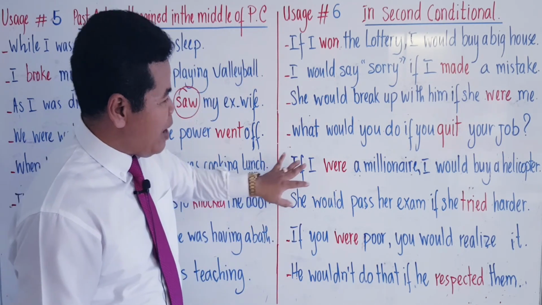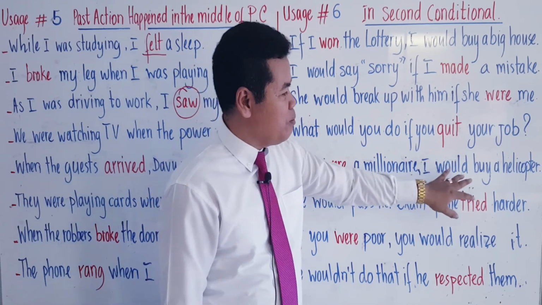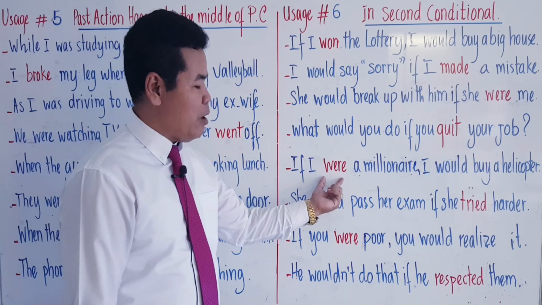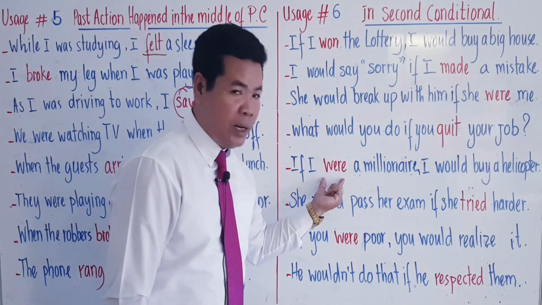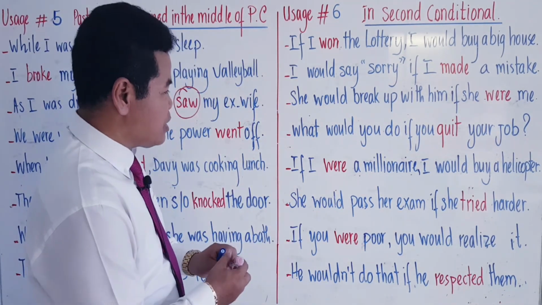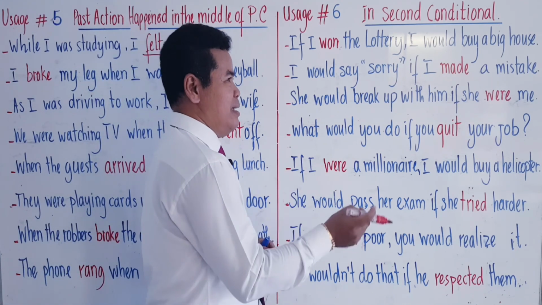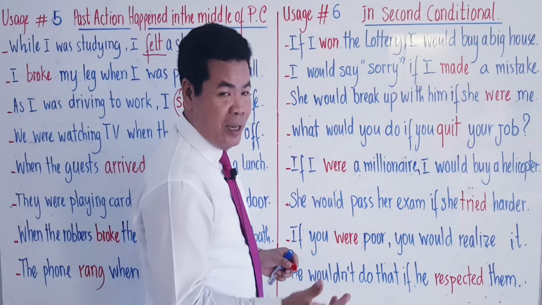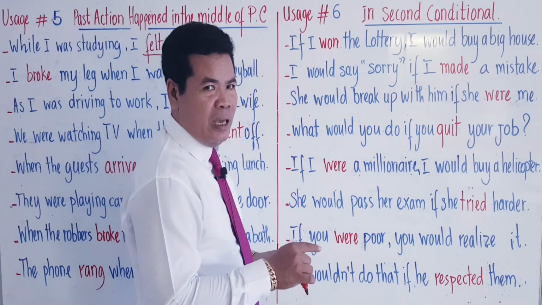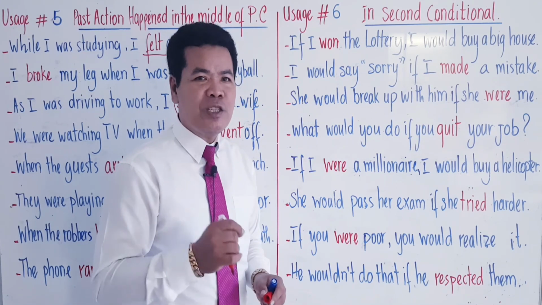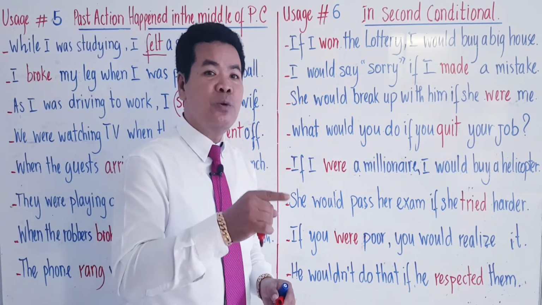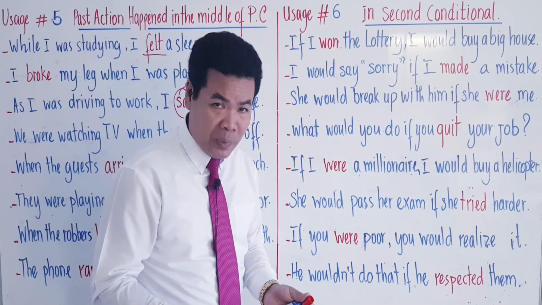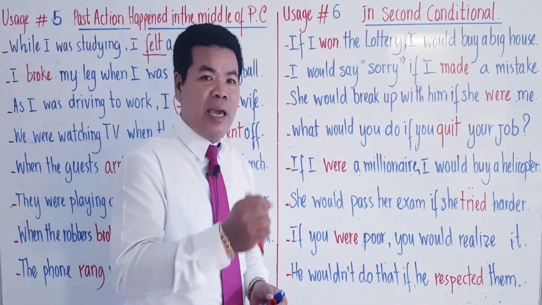Once again, if I were a millionaire, I would buy a helicopter. Would you please take note about were, right? So as normal, we use I with am, okay? We, you, they with are, he, she, it with is in the present. And in the past simple, if you say I, he, she, it, we use was. Alright? If you use we, you, they, you use were.